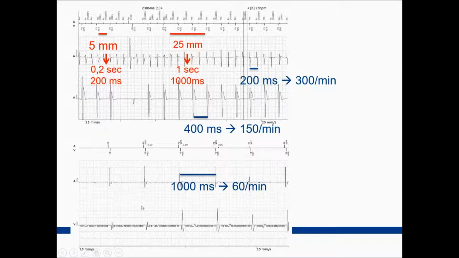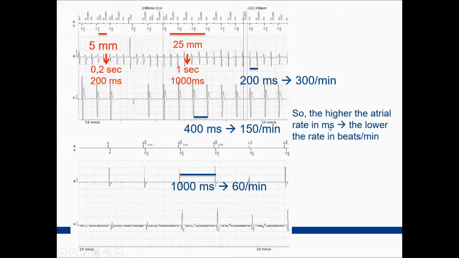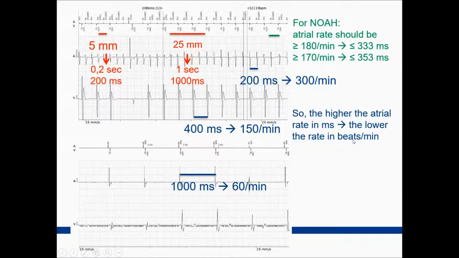This is not atrial fibrillation. There's a one-to-one relationship between the atrium and the ventricle. But there's 1,000 milliseconds between two atrial events, and that's 60 beats per minute. So the higher the atrial rate interval in milliseconds, the lower the rate in beats per minute.